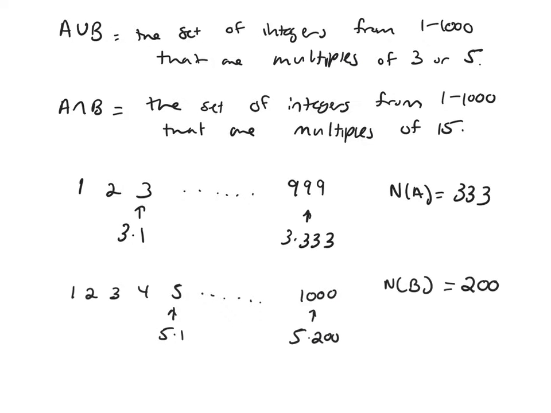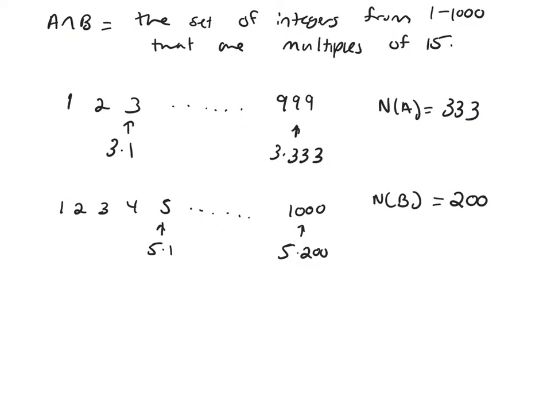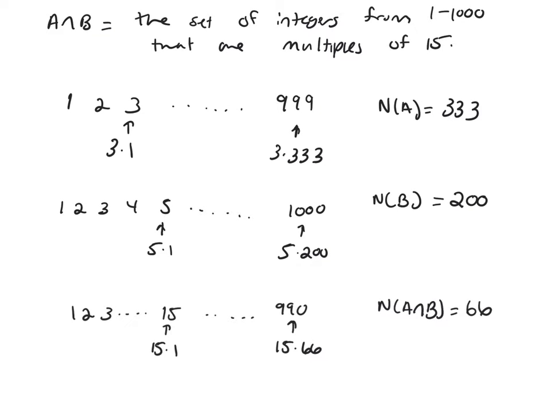The last thing we need to do now is count how many multiples of 15 we have. Right, so the first multiple of 15 would be 15 times 1. The last multiple of 15 would be 990. It's 15 times 66. So the number of elements in A intersect B is 66.